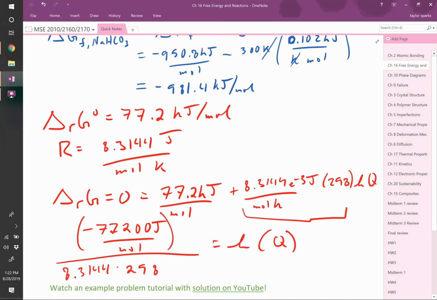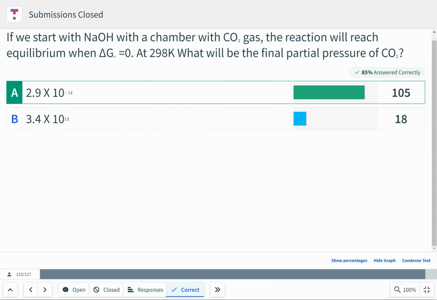Yeah, Alex? It's the same. Yeah, so I might have actually rounded off slightly different, but it's the same thing. Same gas constant.